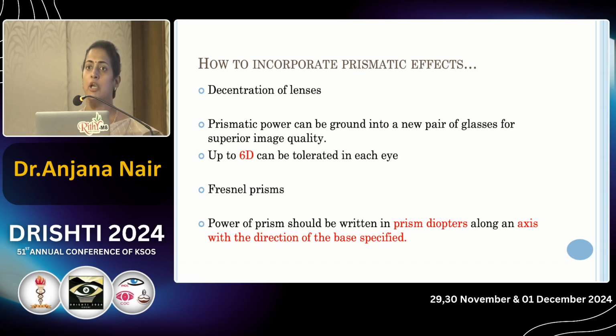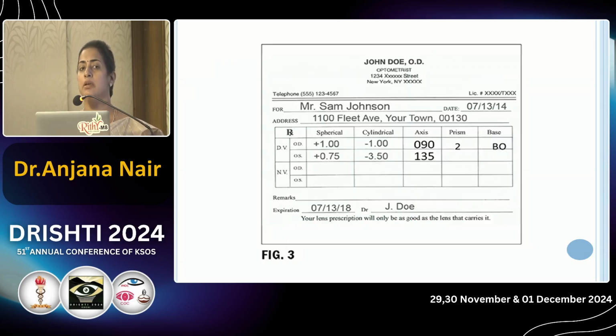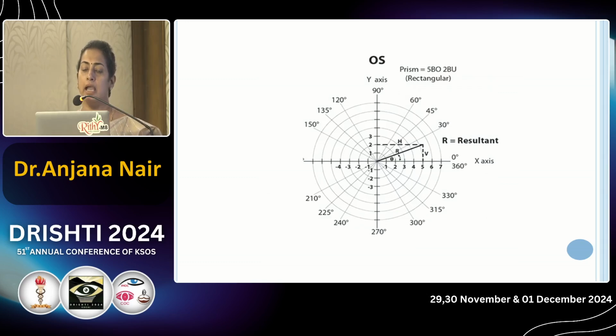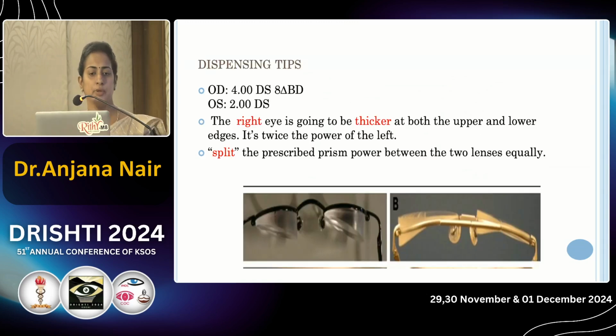Once you prescribe, you should mention the prism power in prism diopters with the base direction specified. You can give both horizontal and vertical prisms individually, or in case both elements are present, you can give it as an oblique prism. The power of the resultant prism and the base direction can be calculated using the simple Pythagoras theorem. Here in this case, you can see the right eye has +4 with 8 prism and the left eye is +2. So when you give this as a prism, the right eye becomes thicker. So it may not be cosmetically very good.